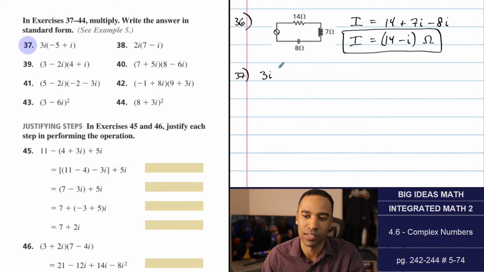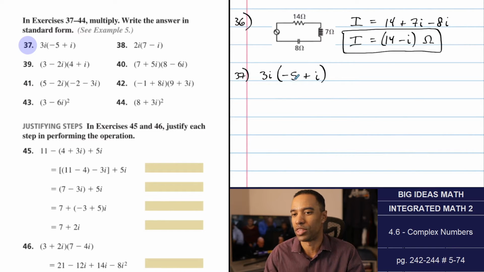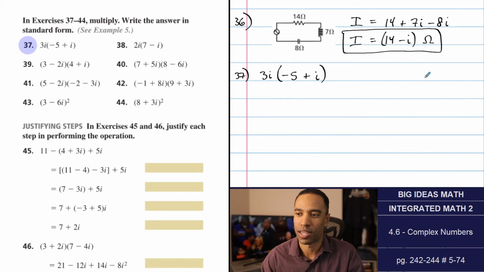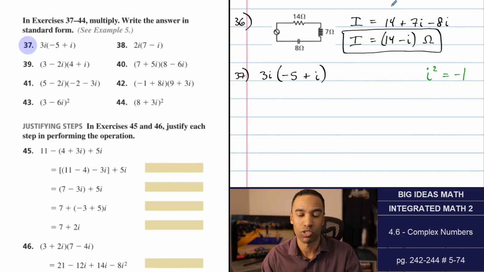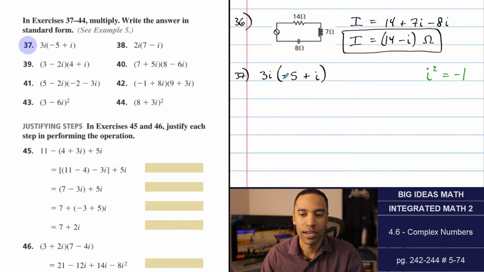If you missed the lecture portion, we treat this exactly like we would with x's, with the one big exception that i squared equals negative 1. Because if i equals the square root of negative 1, you square both sides, i squared equals negative 1. You multiply two pure imaginary numbers together, you get a real number out, where the sign changes too, no less. Anyway, I distribute.